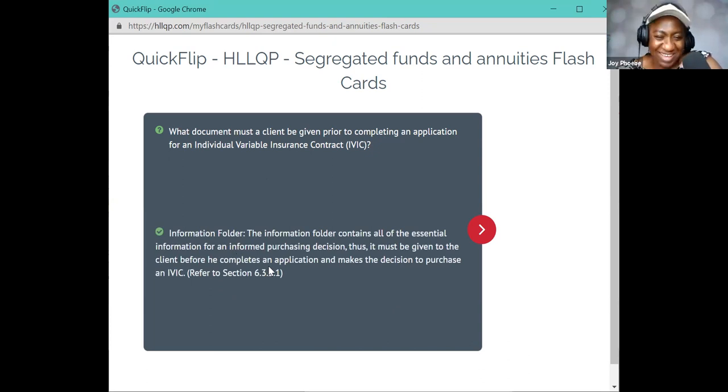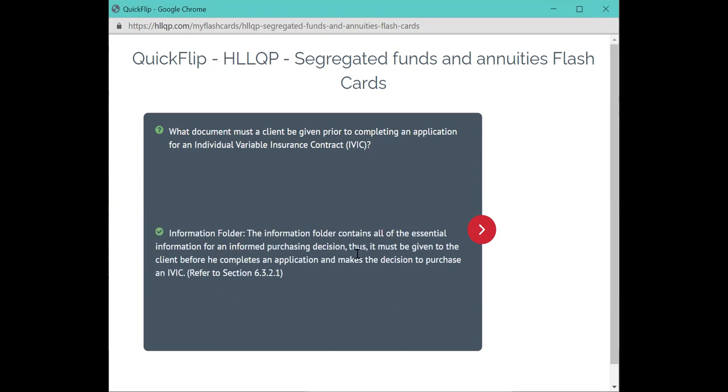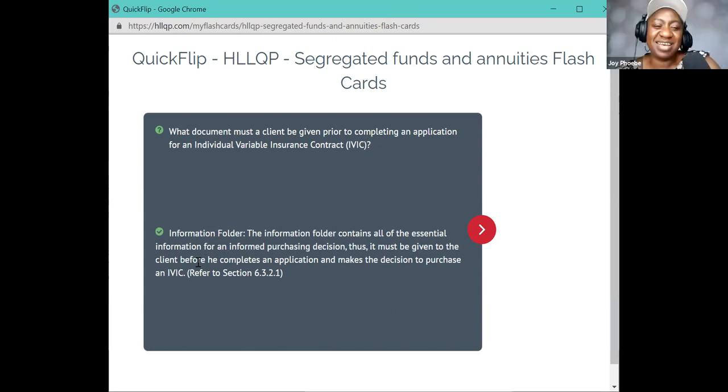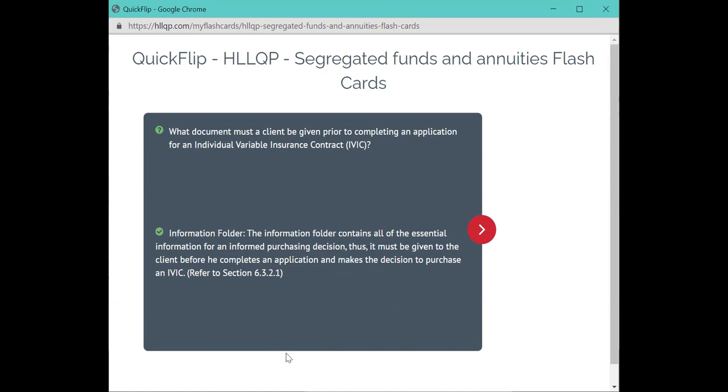Information folder. That's the summary, right? All of the essential information for an informed purchasing decision. Thus, it must be given to the client before completing an application, to decide. Wow, information folder.